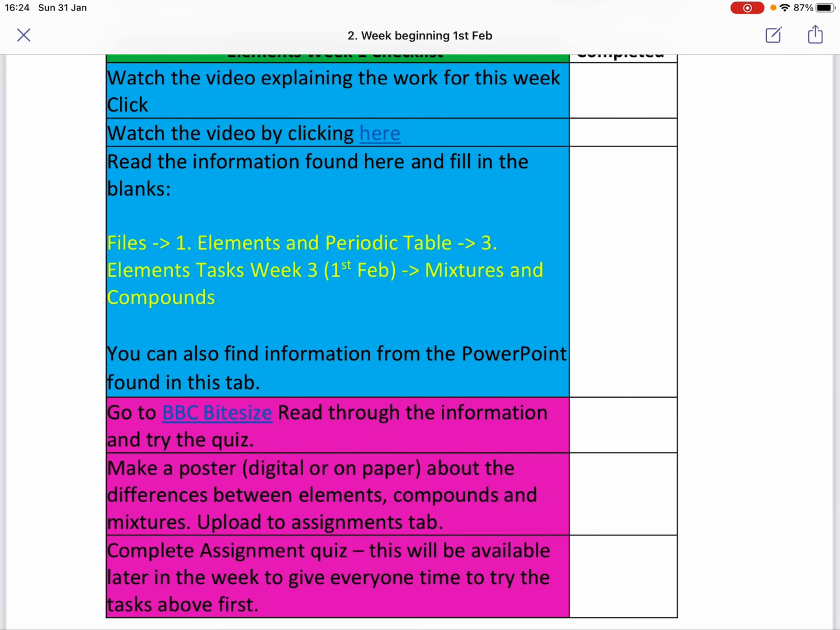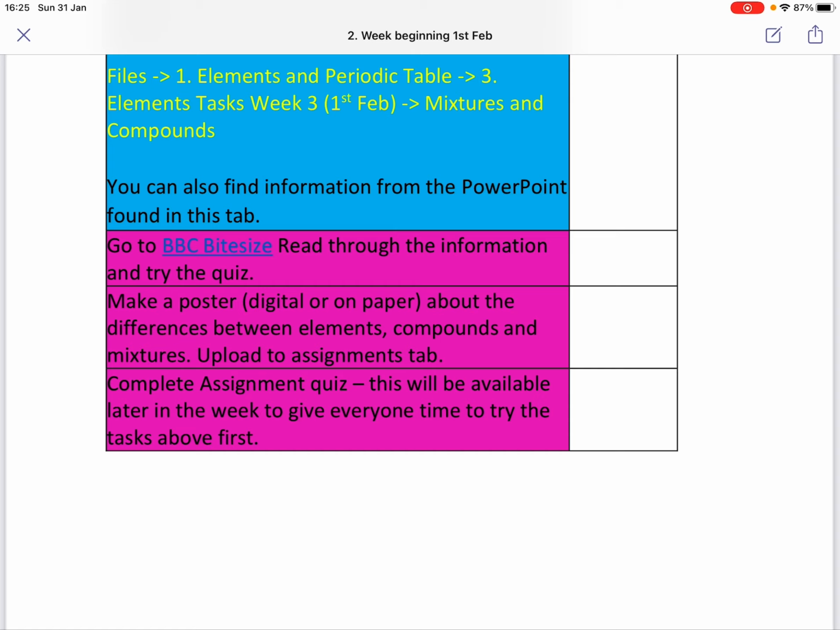BBC Bitesize has also got a nice couple of pages on the differences between elements, compounds and mixtures, so it would be worthwhile having a look through the pages on BBC Bitesize. And the good thing about that is that it's also got a little quiz that you can try to see how you're getting on. This week there's 2 things I would like you to do for me.